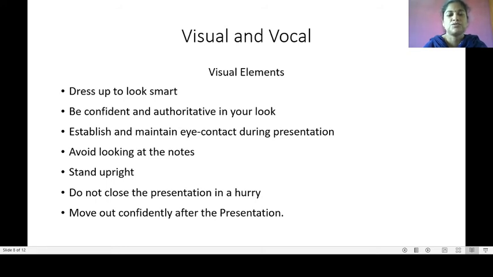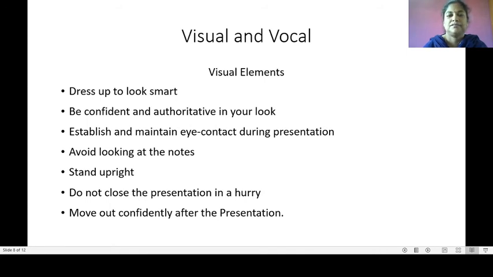Sometimes we tend to do this unknowingly, right? We might want to finish the presentation and end it, but please don't do that because it might send a not good message. Take your own time and don't drag too much also. That's also very important. Do not close the presentation in a hurry.